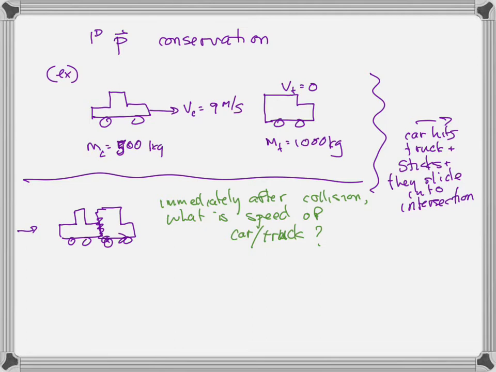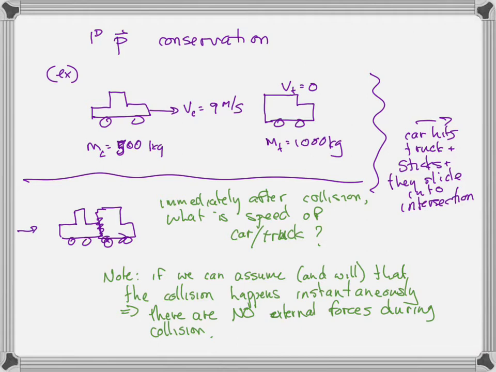I say immediately after the collision because in an automobile accident, after the collision the two may slide off, but they're going to come to a stop because of the external force of friction. But we can talk about a collision as happening instantaneously. While collisions are not really instantaneous, we will approximate in this class that collisions, unless you're otherwise told, are instantaneous. And what that means is that during the collision, there are no external forces on the system. And if there are no external forces during the collision, that means that just for the moment between when the car hits the truck and immediately after, momentum is conserved.